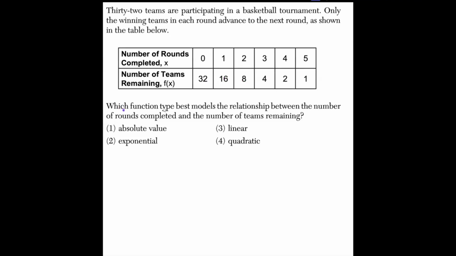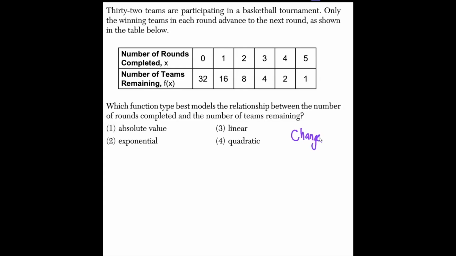The question itself is asking which function type best models the relationship between the number of rounds completed and the number of teams remaining. Okay, so now remember in Algebra 1, these down here are really the four main types of relationships that we study. And the easiest way to differentiate these relationships is by focusing on their rate of change.